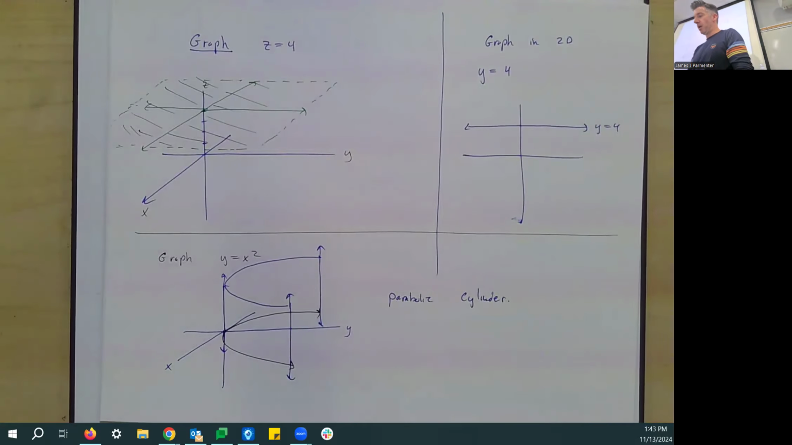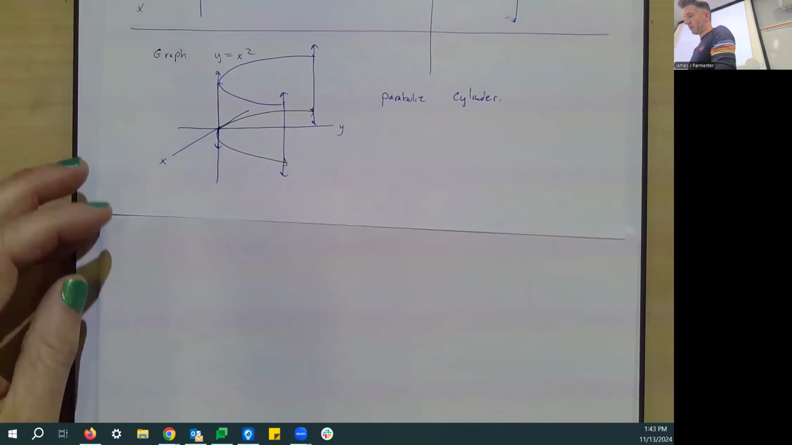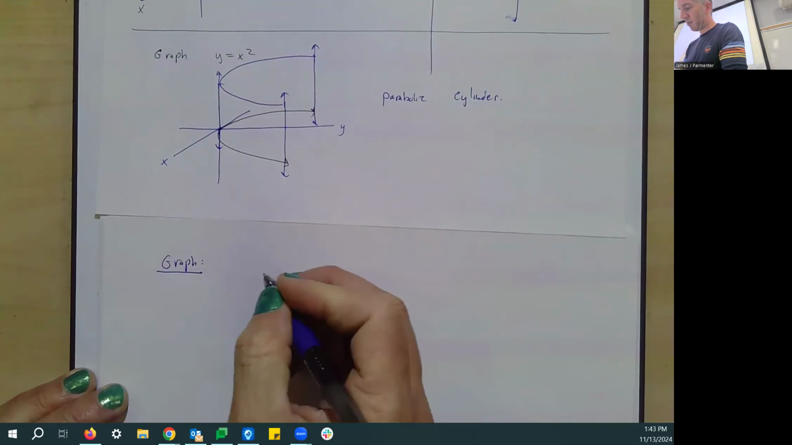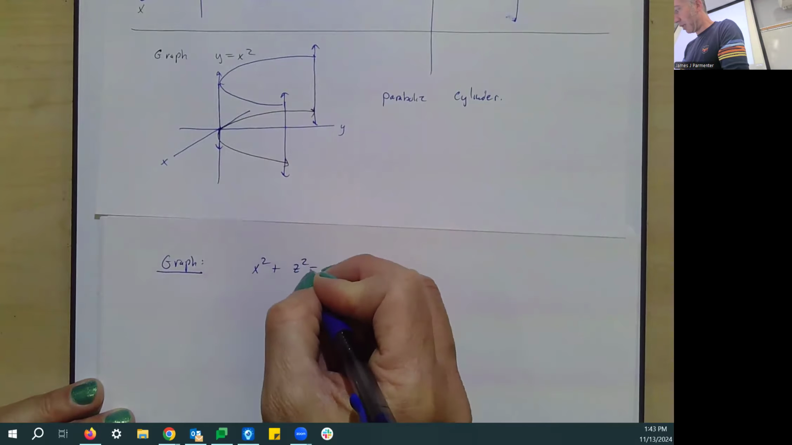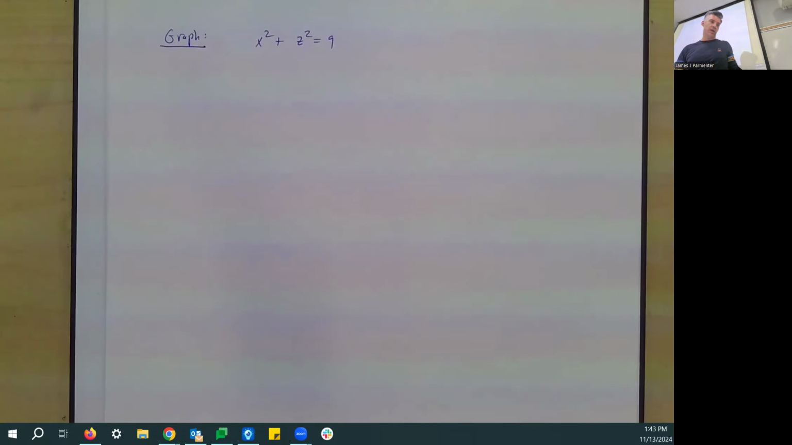In the same sort of way, if I was going to graph something like x squared plus z squared equal to 9, well, that equation certainly looks like the equation of what sort of two-dimensional shape? It looks like a circle.